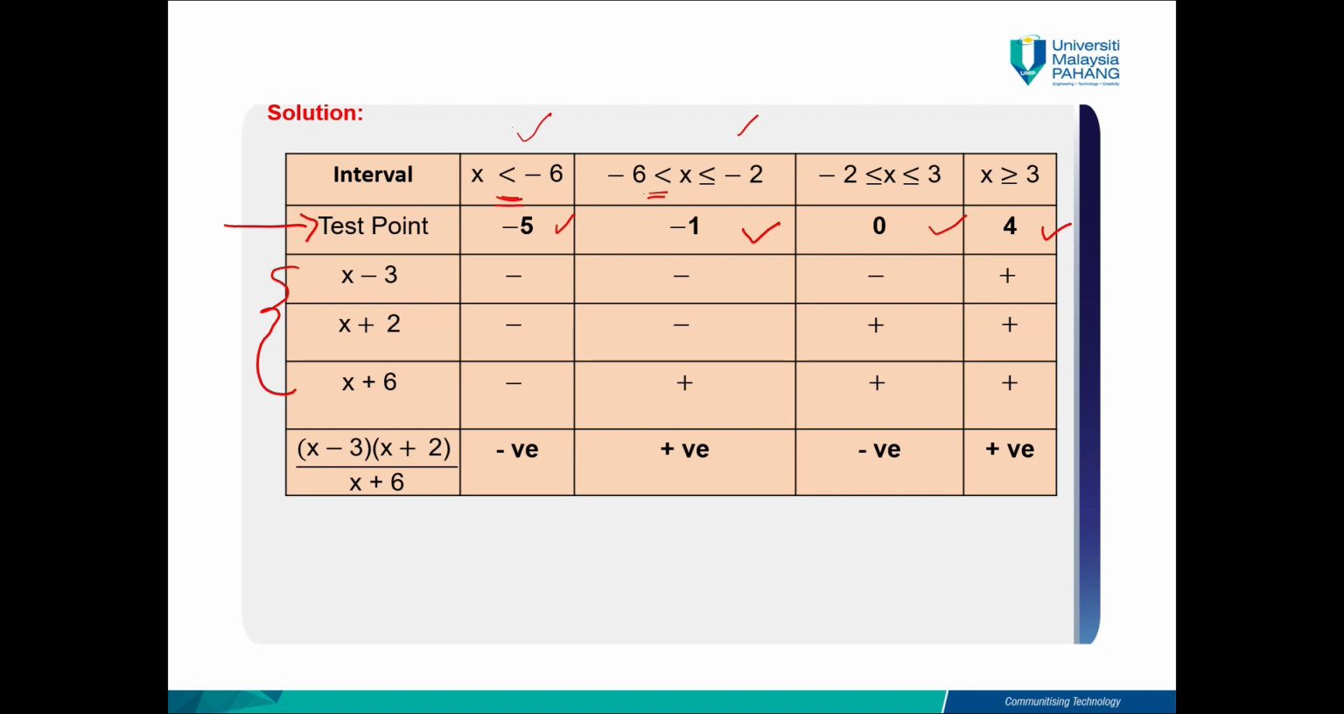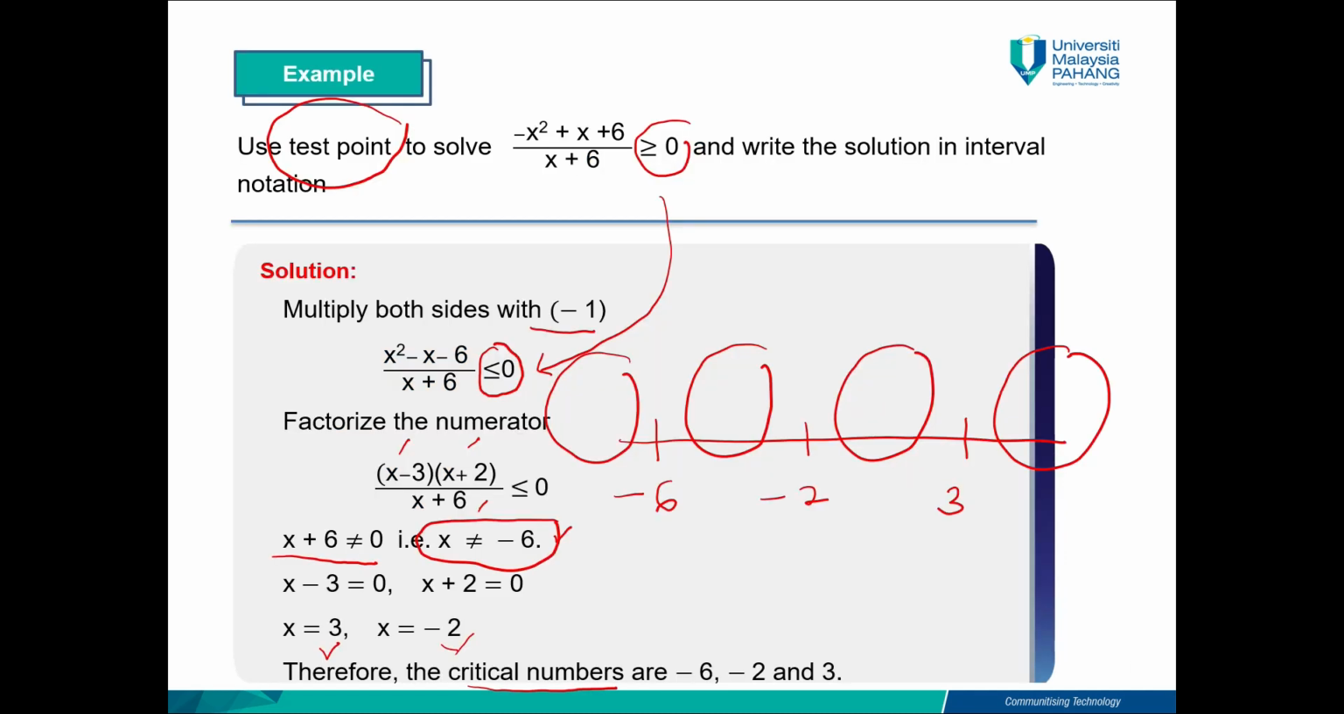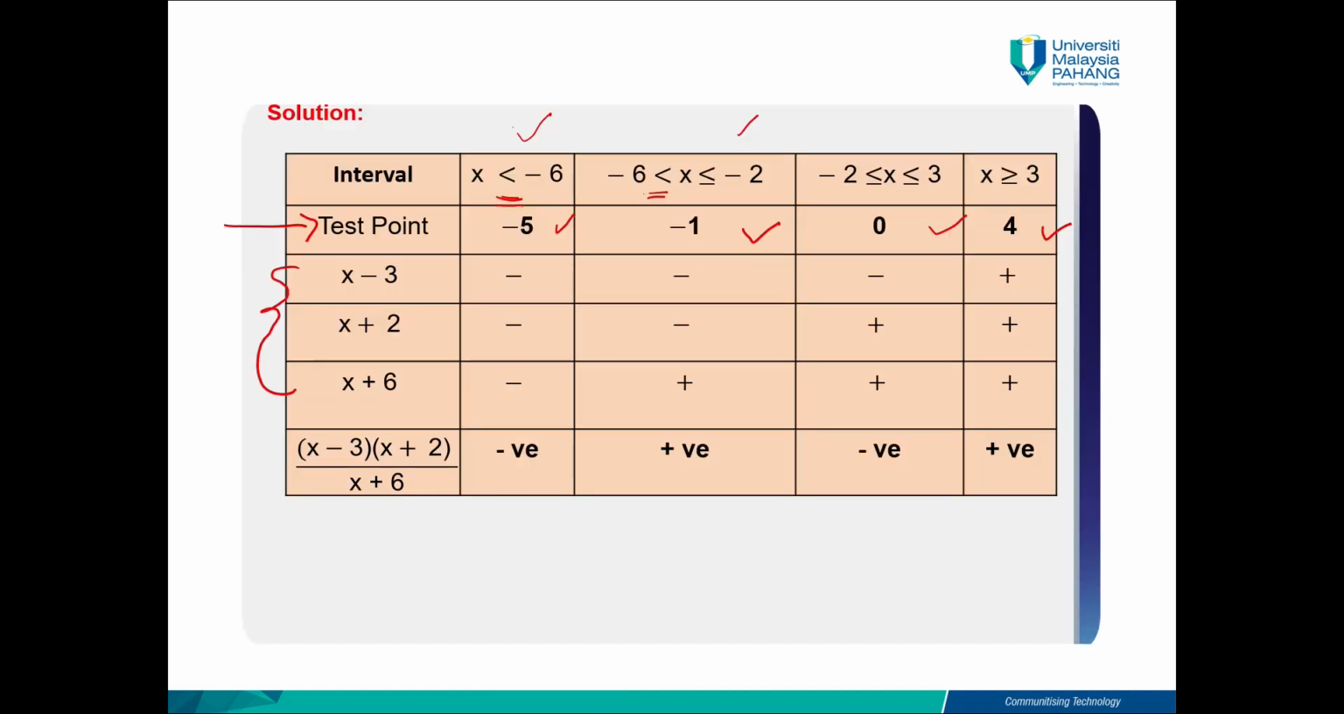So for all of the values we plug into the three brackets that we have in our previous inequalities expression. So we have x minus 3, x plus 2, and x plus 6. Sub the value and identify the sign. So in this case, we have negative, negative, negative, positive, and so on. Alright, and lastly, we multiply all those three signs.